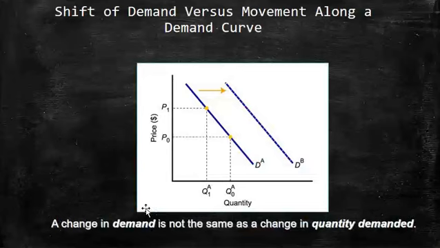So, what is a shift of demand versus movement along the demand curve? A change in demand is not the same as a change in quantity demanded. Because there are times when there is a shift in demand. Even if the price is high, there is a shift in demand, and it stays stable at that demand. As I said earlier, even if the price of the Apple iPhone is high, the demand is still high. So, there is a shift from demand A to demand B.